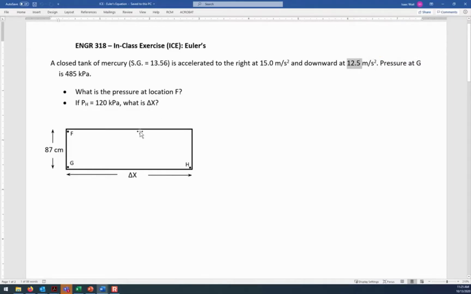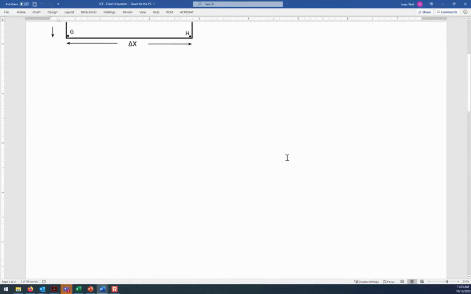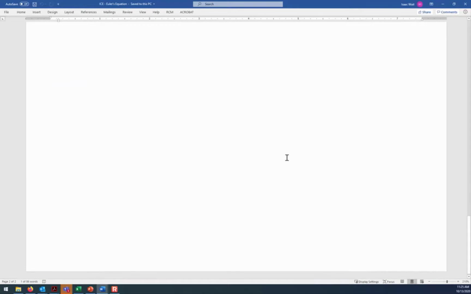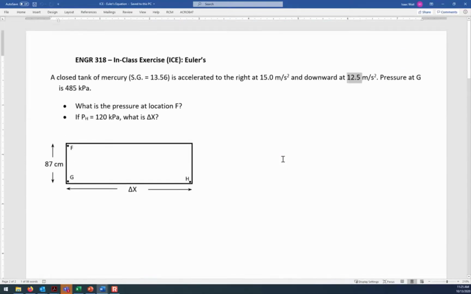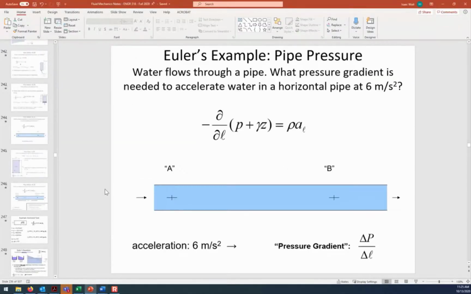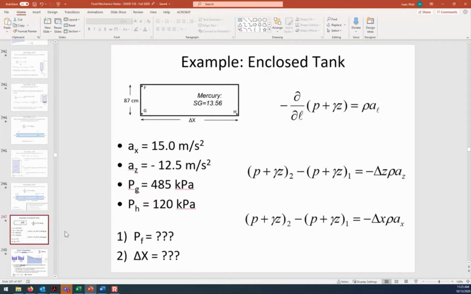So we're going to have to find the pressure at location F, and just to set expectations, when we crunch the numbers, we should see that the pressure is larger than 485 kilopascals at that location. That's what we'll do first. You'll use the downward acceleration and Euler's equation. I thought maybe I would have pasted it in. Let me grab it from over here. Here is Euler's equation in z and in x.